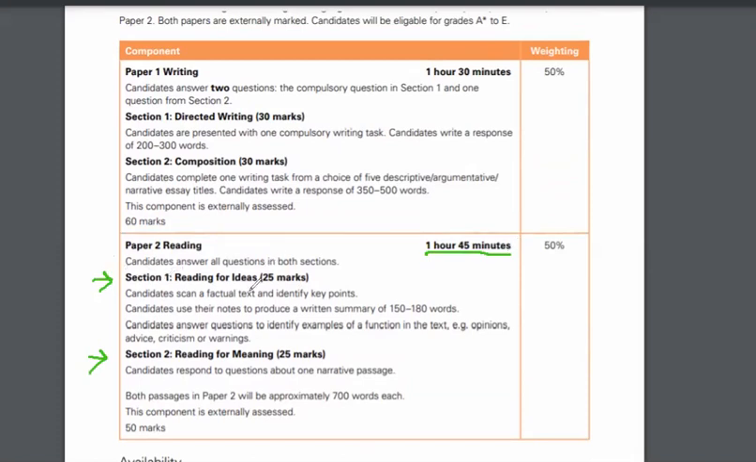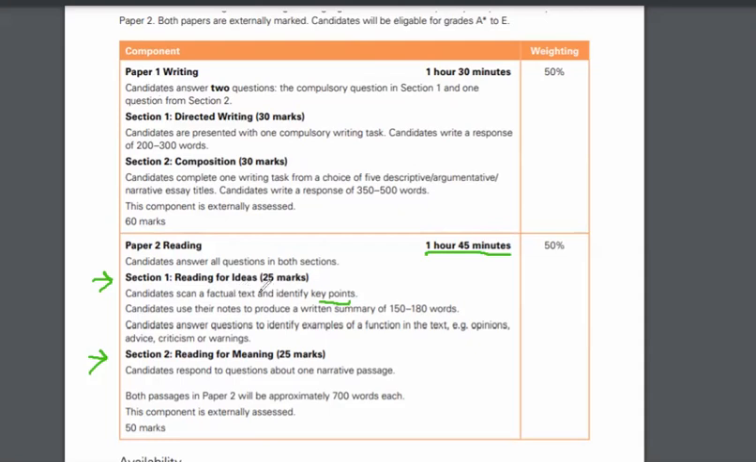In section 1, you will be reading for ideas. This section is worth 25 marks. Candidates scan a factual text. The text is based on facts, and this is going to be absolutely non-fictional. Candidates scan a factual text and identify key points. What I was telling you over here by mistake.